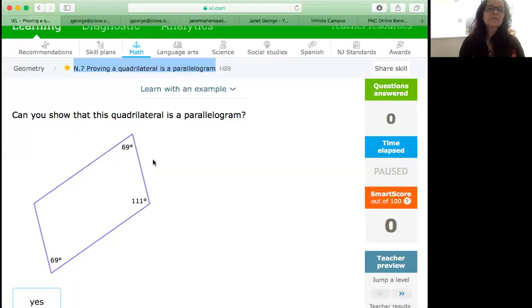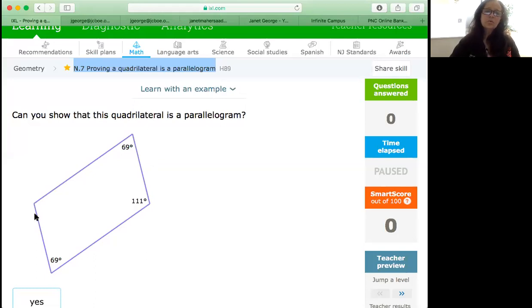Hello again, everybody. Is this quadrilateral a parallelogram? Let's do some problems and see how we find out, okay? Prove a quadrilateral is a parallelogram.